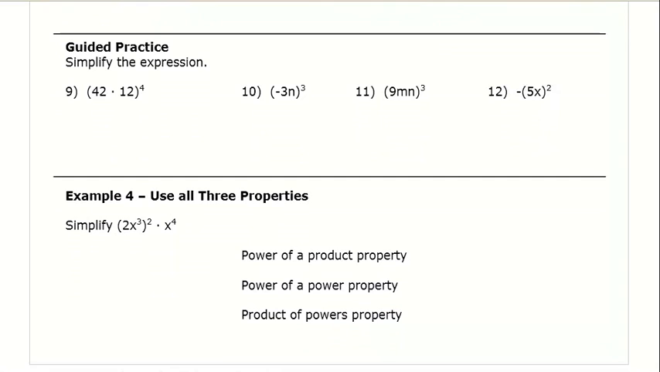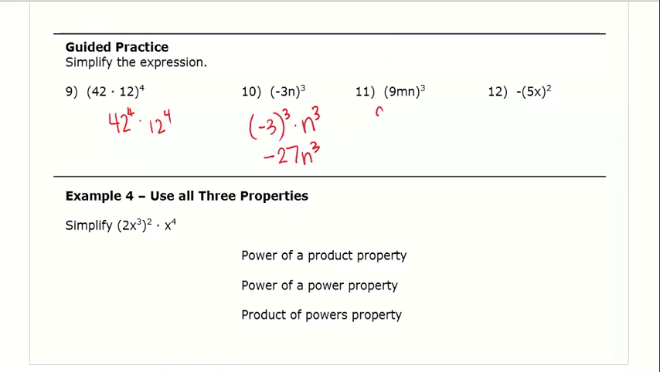Another guided practice, so please pause the video once again and play when you're ready. Okay, number 9, all we're going to do is 42 to the 4th times 12 to the 4th, and that's it. For number 10, okay, when we have that negative that we need to take the exponent of, I'm going to put in the parentheses first, so negative 3 cubed times n cubed, and this value right here is a negative 27 n cubed.